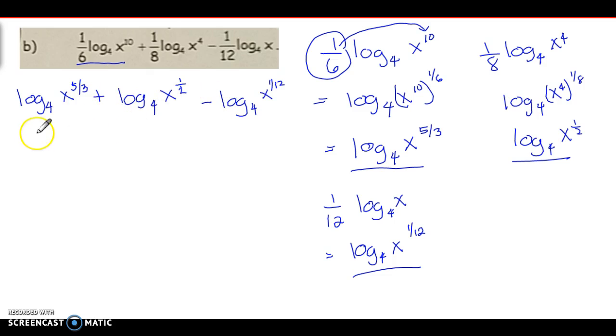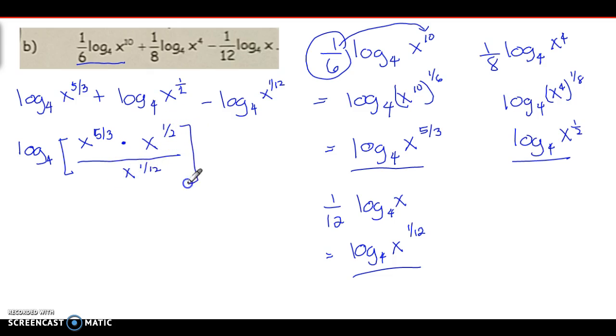So now we can join them all together as one log function, which is log 4. And then, because these two are both positive, they become multiplied to each other. This is negative, so that becomes division. So you have x to the 5/3 times x to the 1/2 divided by x to the 1/12. All right, so that's it. And then you just have to simplify this.